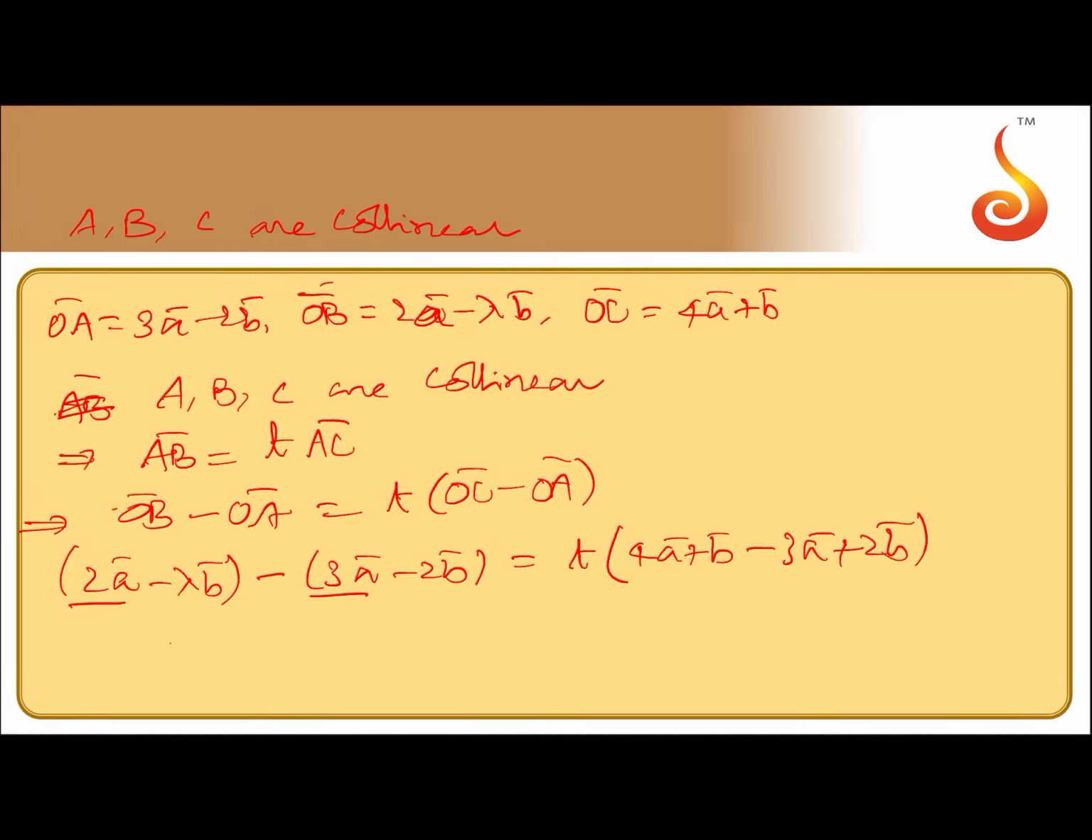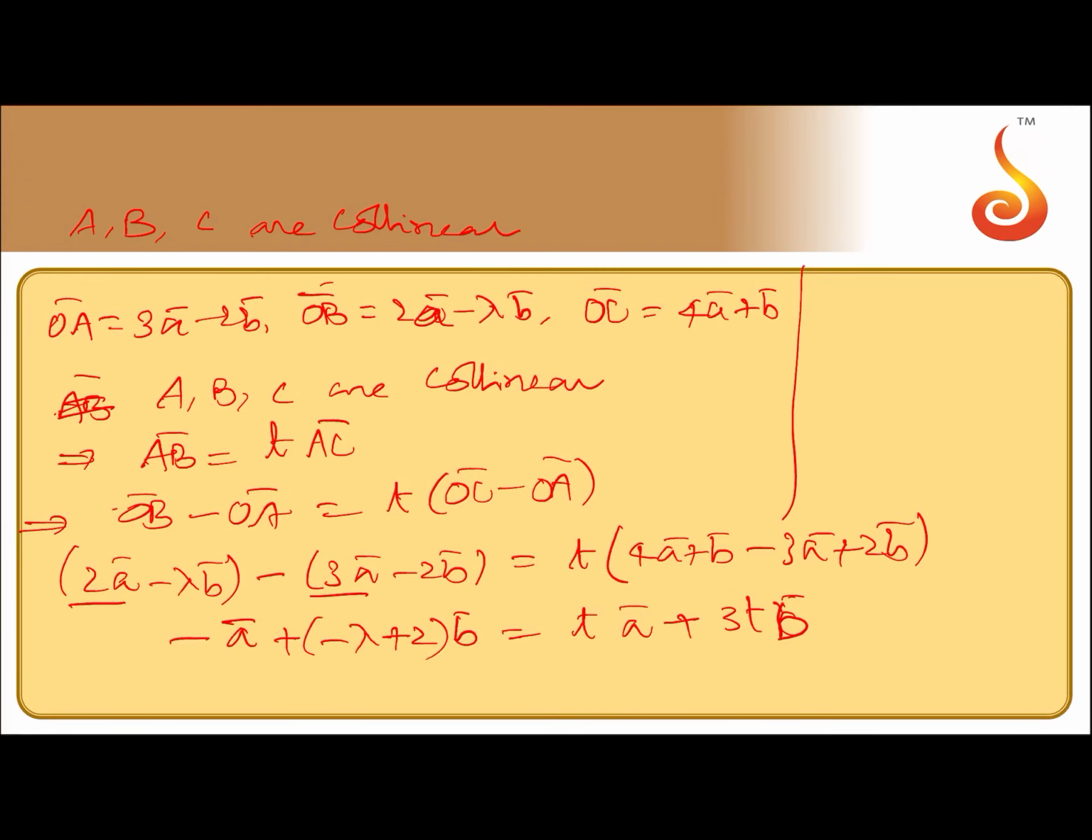And therefore on simplifying, 2a minus 3a is minus a, and minus lambda plus 2 times b is equal to t times (4 minus 3, that is 1 a) plus 3b, that is t times AC. Sorry, it is b. Now, definitely these two are collinear, therefore both of them are equal vectors, and therefore the coefficients must be equal. I shall write here.